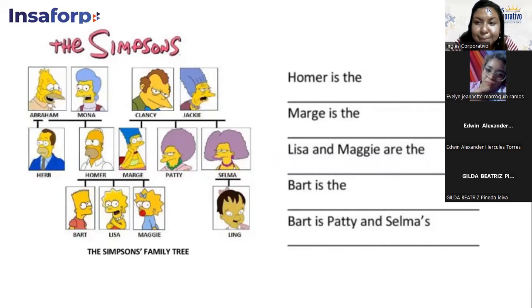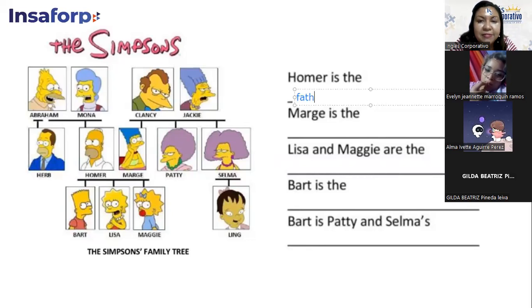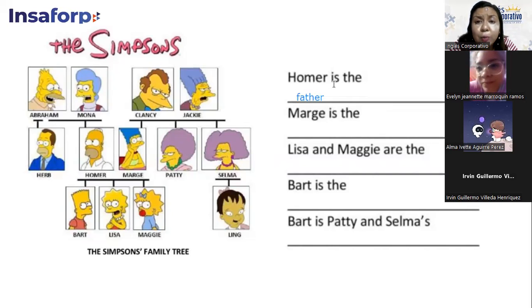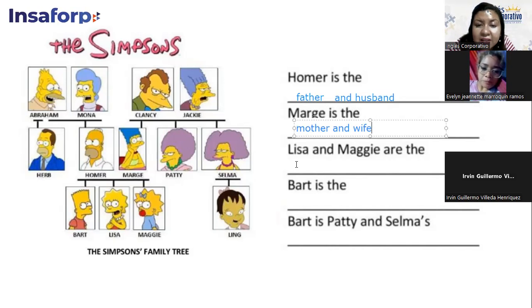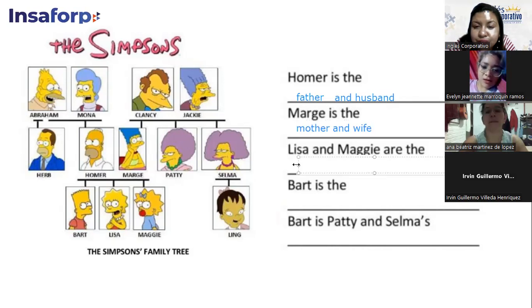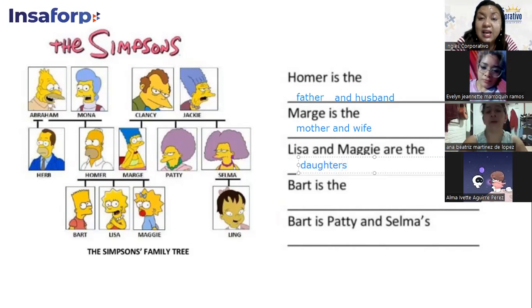Homer is the father. Marge is the mother. We can change the father and the husband, right? Father and husband. And Marge is the mother and wife. Exactly. Mother and wife. She is Homer's wife. Lisa and Maggie are the daughters.